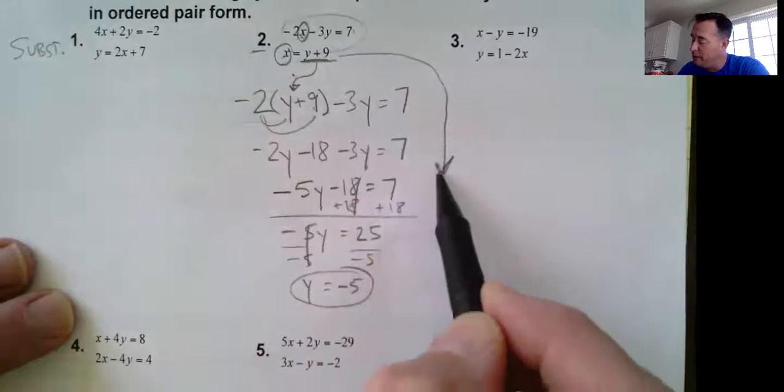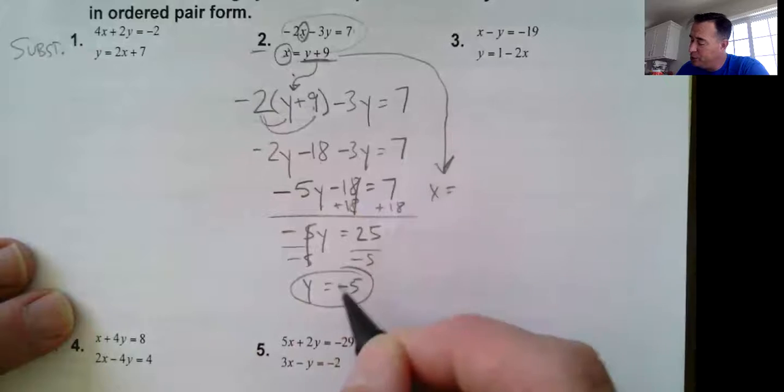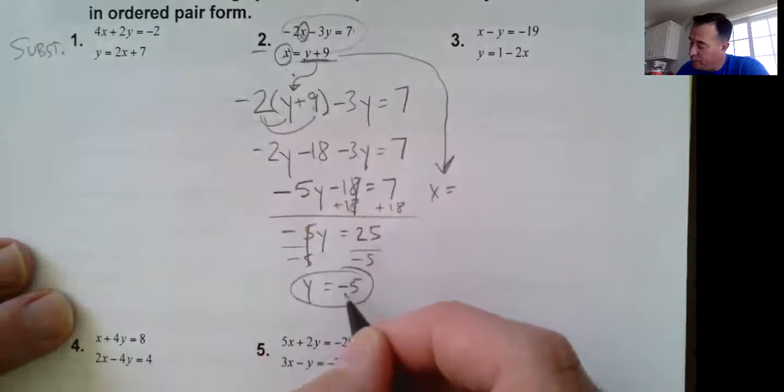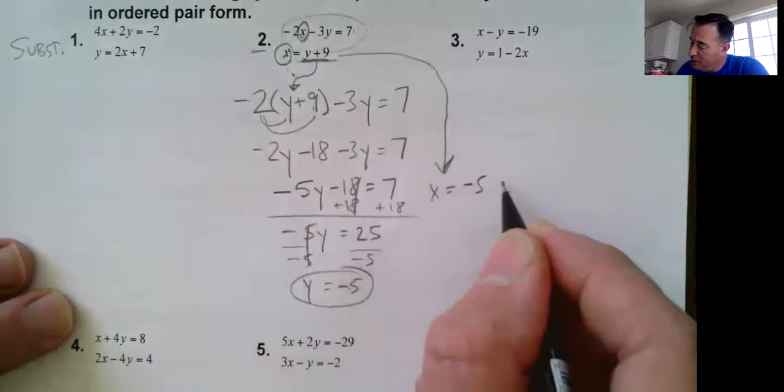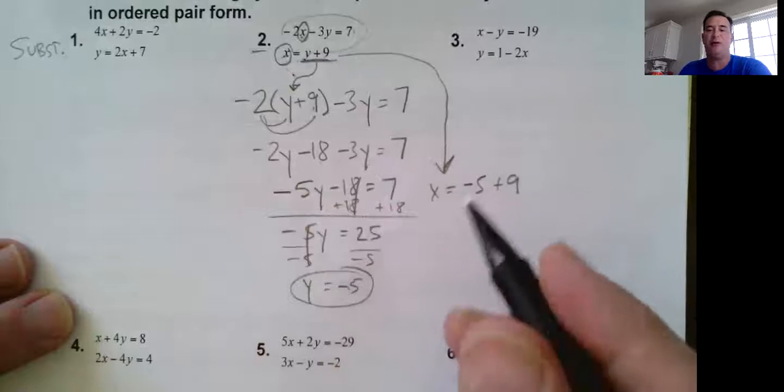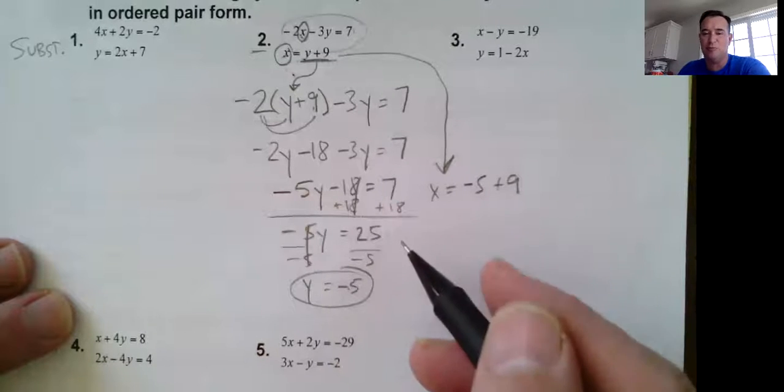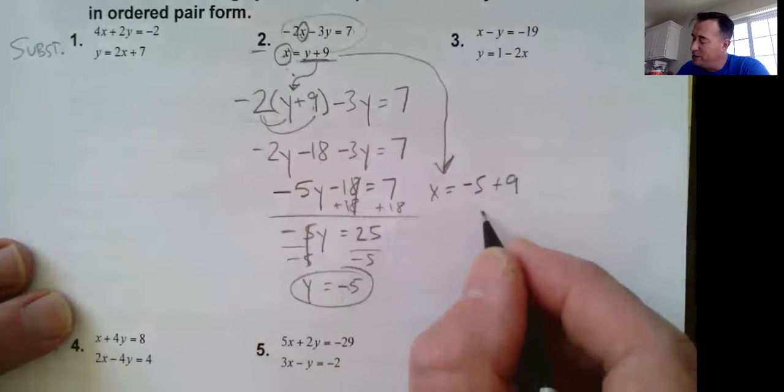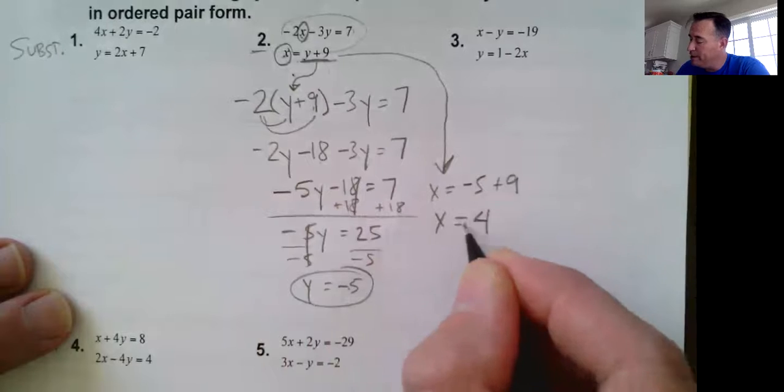So I'm going to bring that down over here and say that x is equal to, instead of that y up there, I'm going to replace it with my -5 plus 9. Now, the nice thing is most of the time when you do this last part, the substitution is pretty simple. -5 plus 9 is going to give us a +4. So my x value is equal to 4.